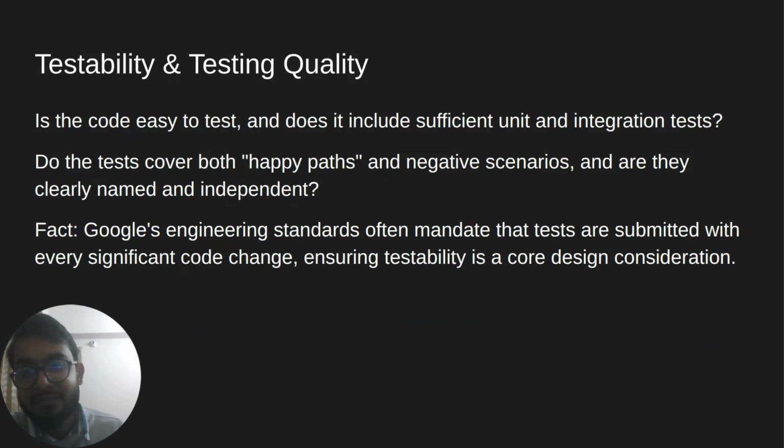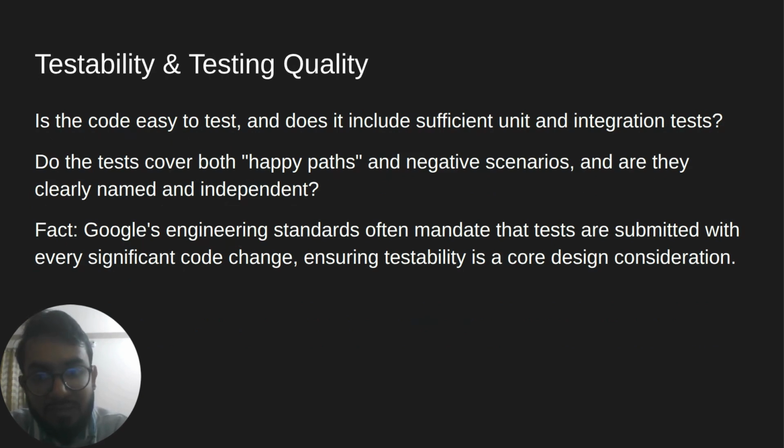The next item on the checklist would be testability and testing quality. I mean, is the code easy to test, and does it include sufficient unit and integration tests? Testing is really important because next time when someone changes something in that area, it might be caught on the test run if the change breaks the existing implementation. So you need to look at those to keep the implementation scalable and solid.